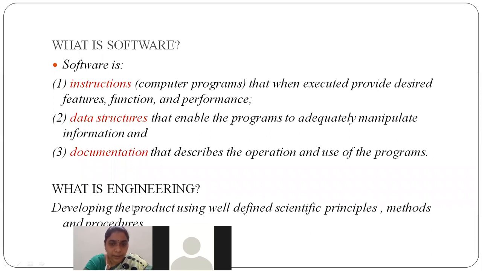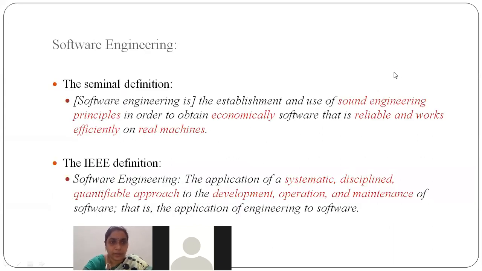And next, coming to engineering, we saw the basic definition: engineering is nothing but using some specific principles, methods, and procedures for developing any product. That product can be either a software product or any hardware product also. To develop any product, we need to follow some principles and methods. That is the definition we saw for engineering. And combining both these definitions, we finally came to the definition of software engineering. What we told is that software engineering is the application of a systematic, disciplined, quantifiable approach for the development, operation, and maintenance of any software. So this is the definition we saw yesterday.